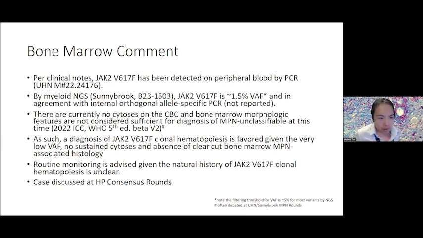It was actually, I think, early in our days of myeloid NGS, and it was actually below the filter threshold. So initially it was not reported, although there actually were reads at approximately 1.5% VAF. However, we were confident about that result, having also tested that with an orthogonal approach. At the time of the actual bone marrow, there were no cytoses on the CBC. And as I've mentioned, there were no morphologic findings of MPN.